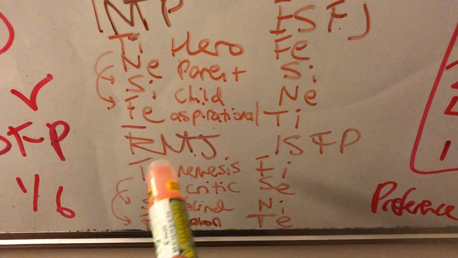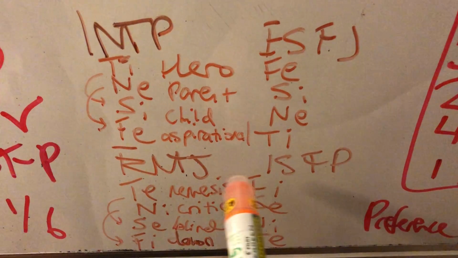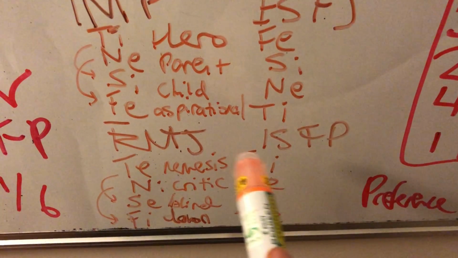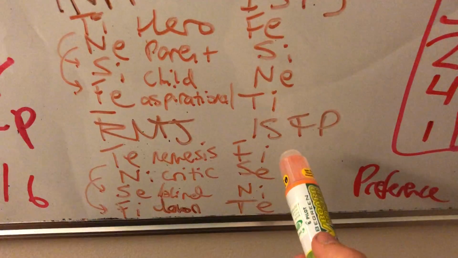In the unconscious mind for the ENTJ, TE nemesis basically is proclaiming, well, you cannot challenge me in my knowledge. I always will have more knowledge than you. I'm sure that I have more knowledge than you. But I think it can also be an assistant. It can also be a great teacher.